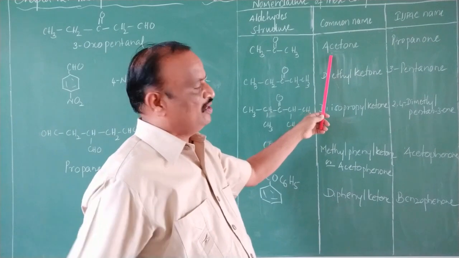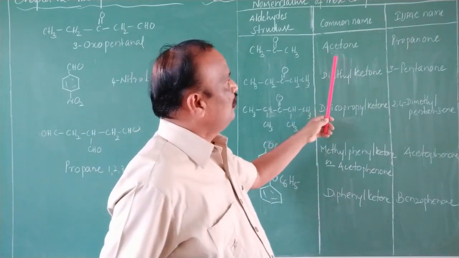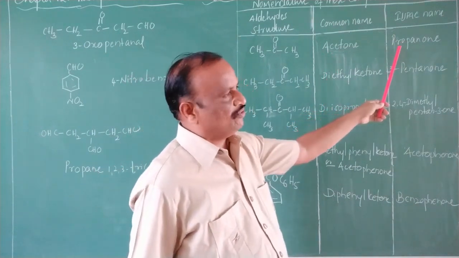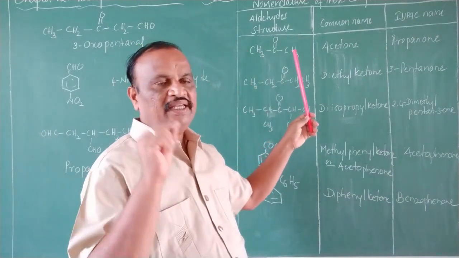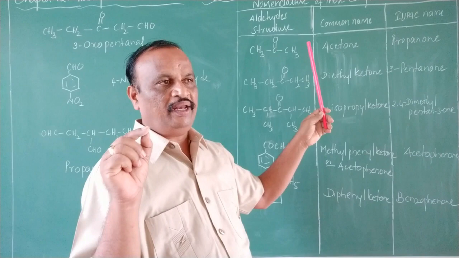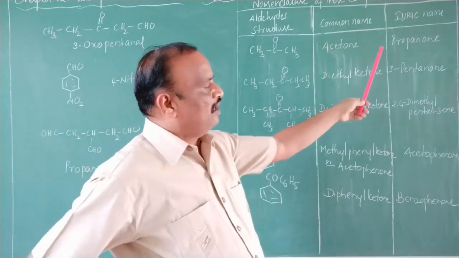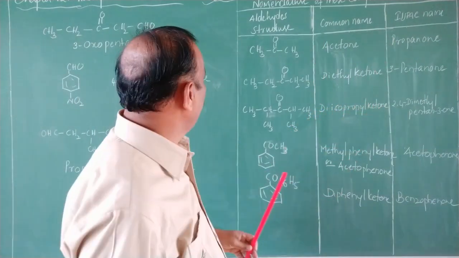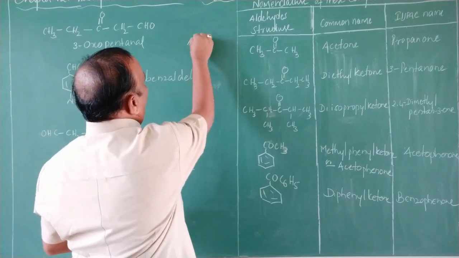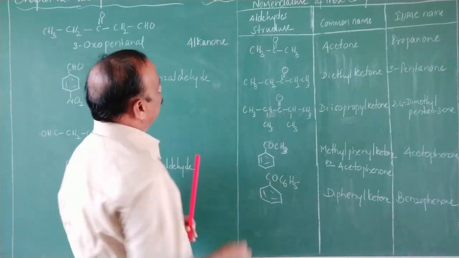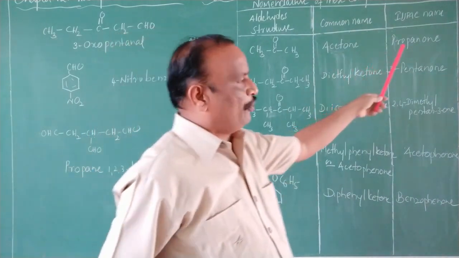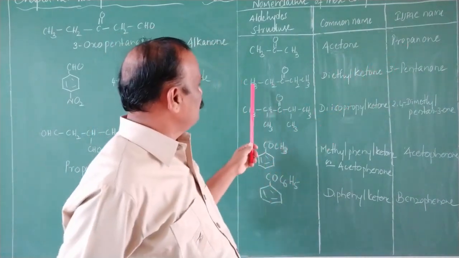The common name for that one is acetone. And the IUPAC name for that one: since it contains 3 carbons, you remove the E ending from propane, propanone it is. The naming system in this case is alkanone. The general naming is alkanone. So propanone it is.